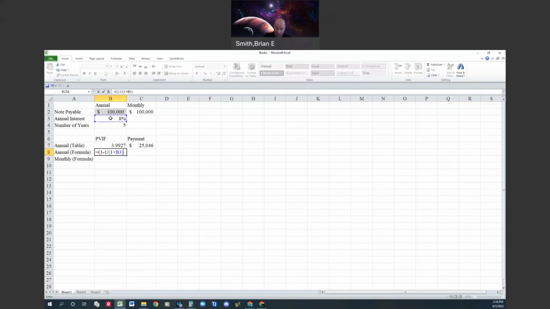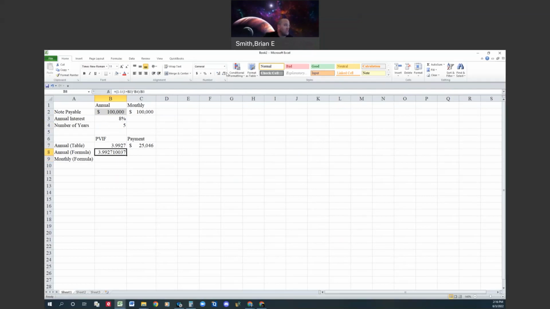out of parentheses. This little caret sign right there means raised to the number of periods, out of parentheses again, and then we're dividing all of that by the annual interest rate again. So this, when I hit enter, should be pretty close to what the annual table one is. The table will be rounded. This one will carry out indefinitely as far as it will go. And look at that, we did, okay?